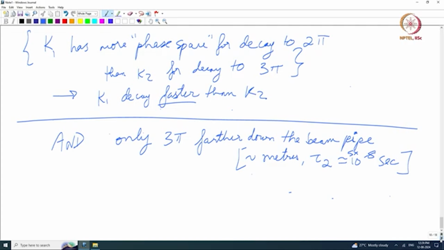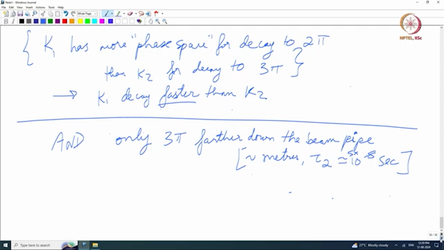Okay, so that tells you that if CP is conserved, then you prepare a K0 beam, you will get a lot of 2 pi's, only 2 pi's. You might get some 3 pi's also, but you will get lots of 2 pi's near the beam and only 3 pi farther away from the beam, correct? Okay, very good.